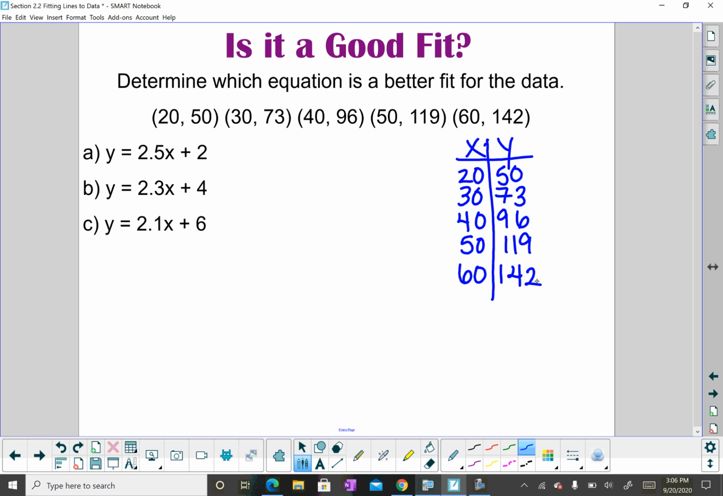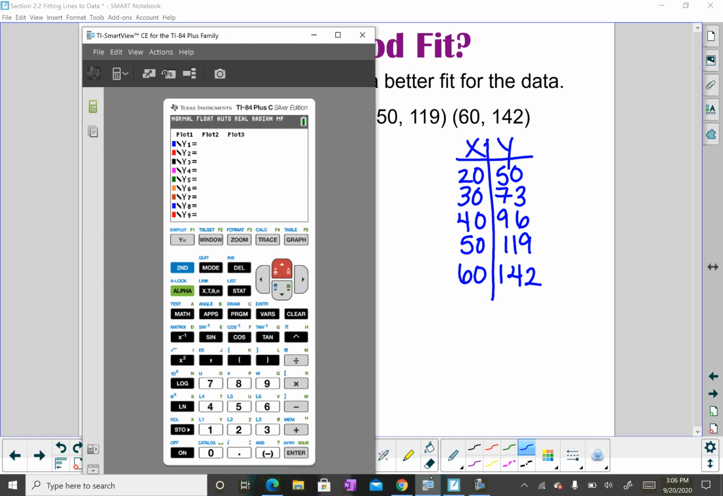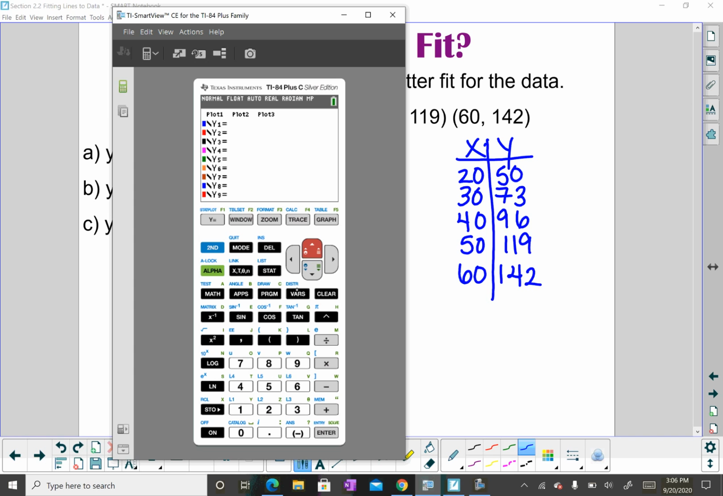So to do this, we're going to first review our steps in the graphing calculator for how to get a scatter plot. To do that, we're going to hit Stat, Edit, and we're going to clear out our lists that are in there. Go up to the list name, hit Clear, go back down. Up to the list name, hit Clear, go back down.